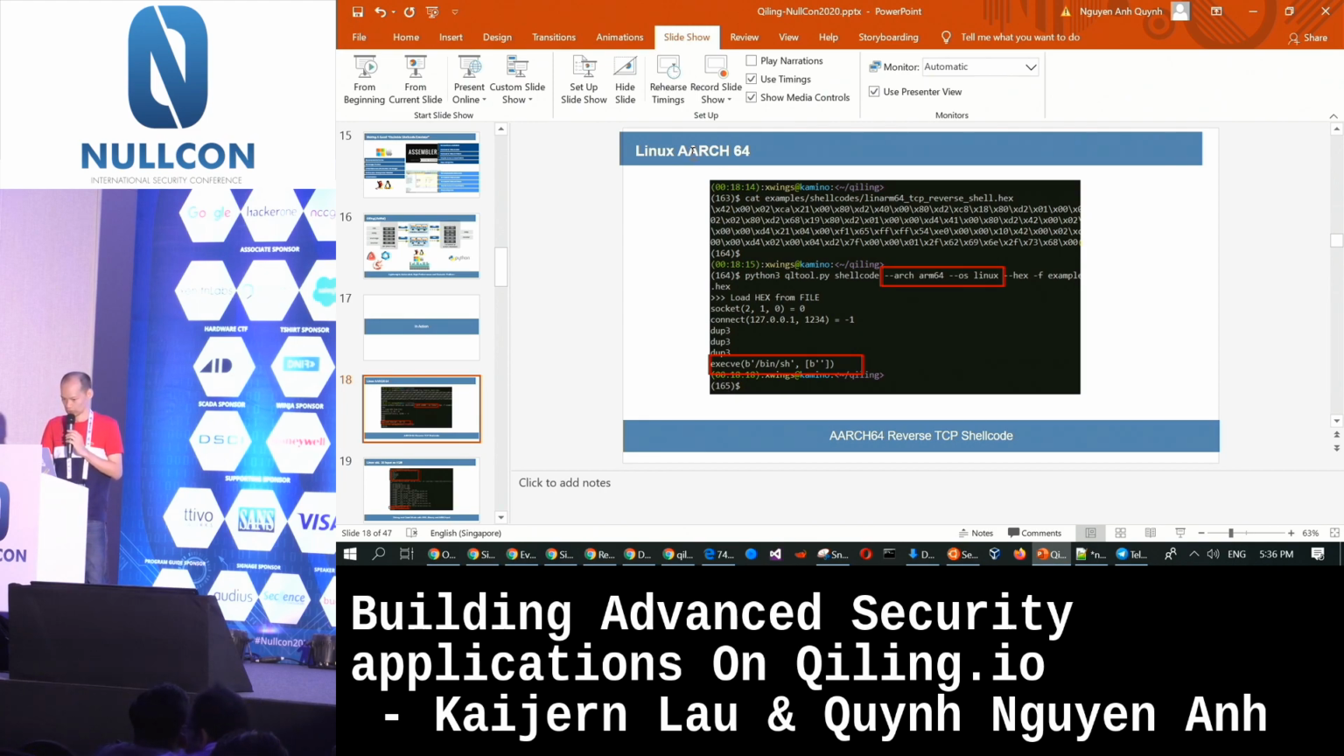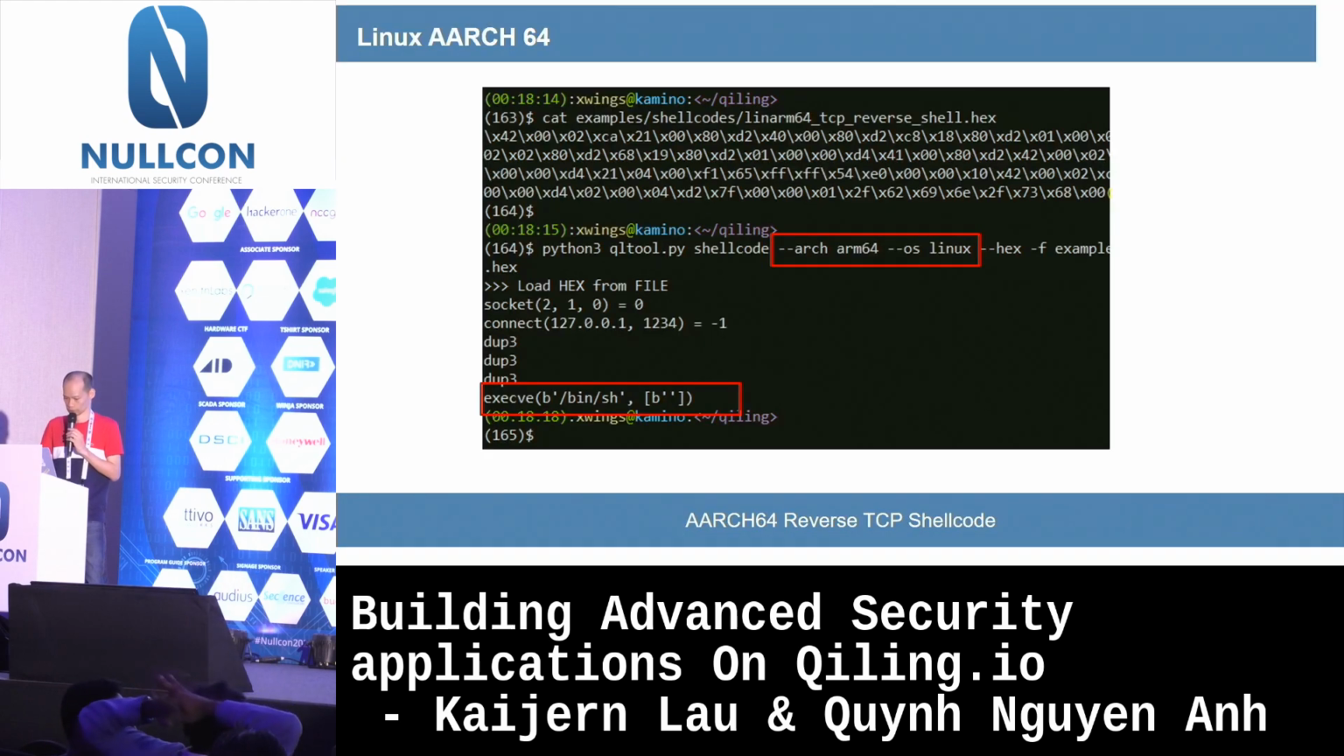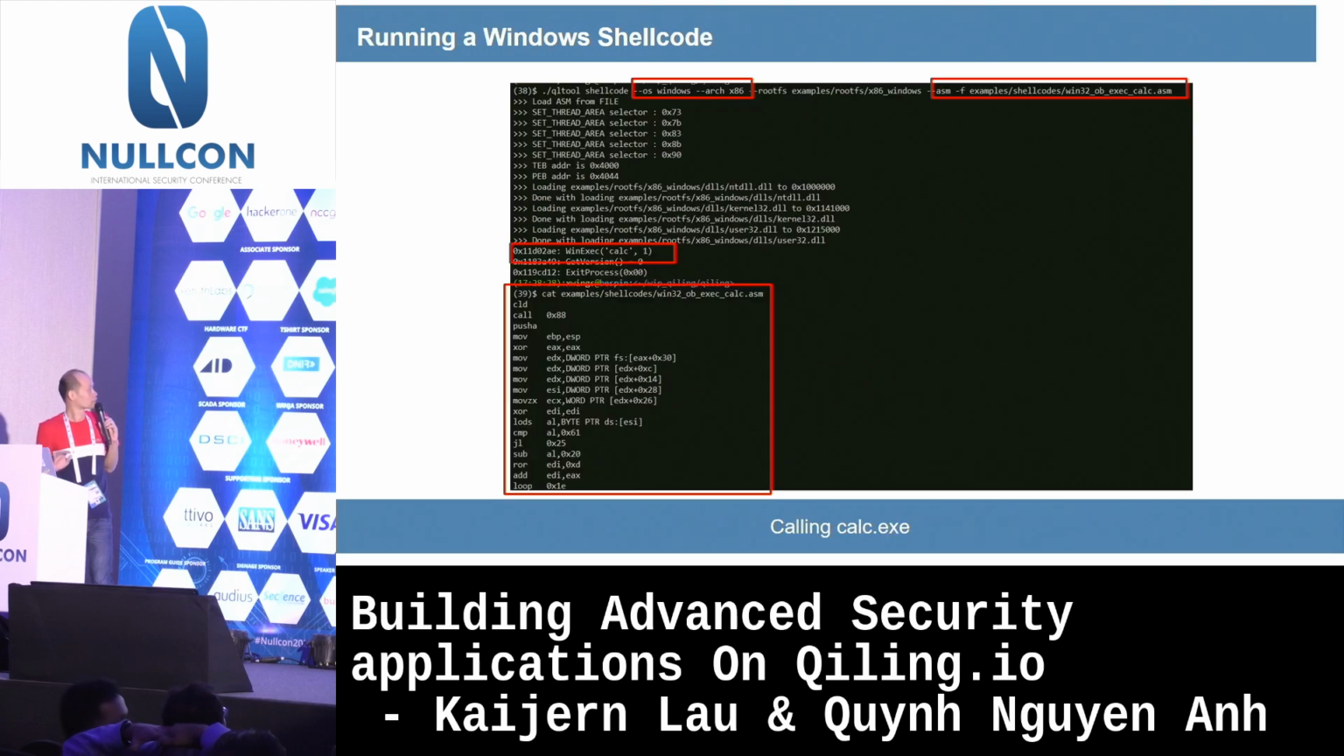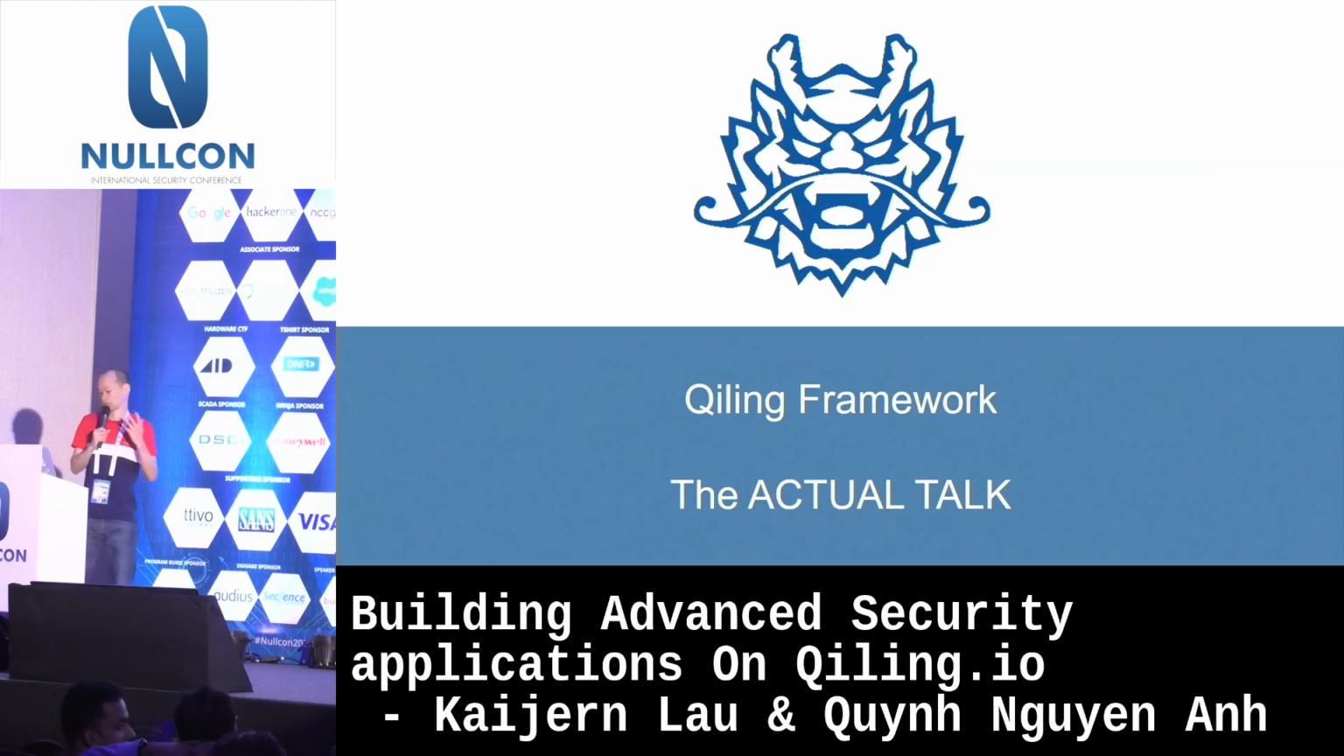Okay, getting back to our talk. Qiling can emulate shellcode from Windows, Linux, BSD, and macOS, and for different kinds of CPUs: ARM64, MIPS, Intel, and some others.